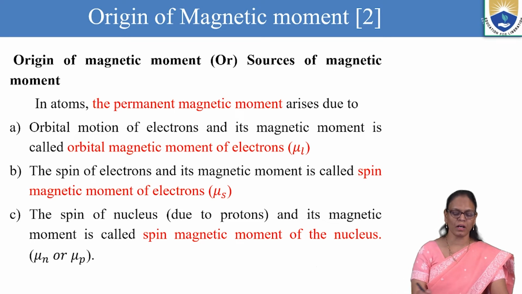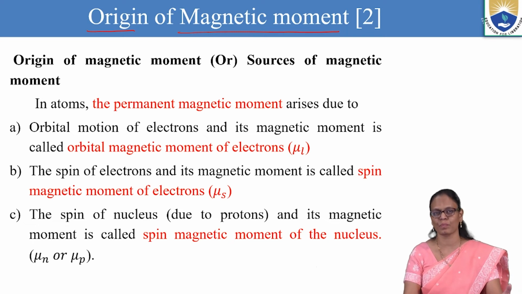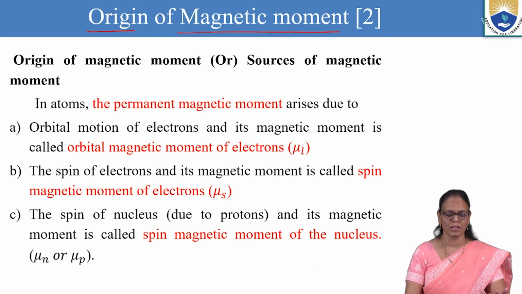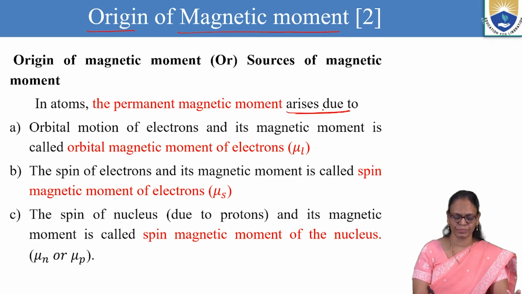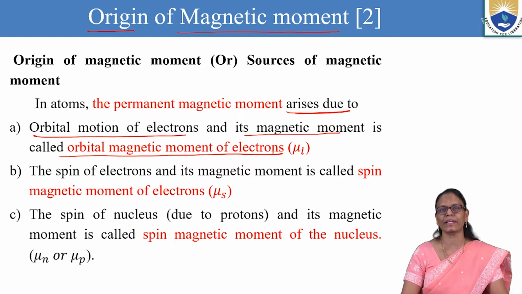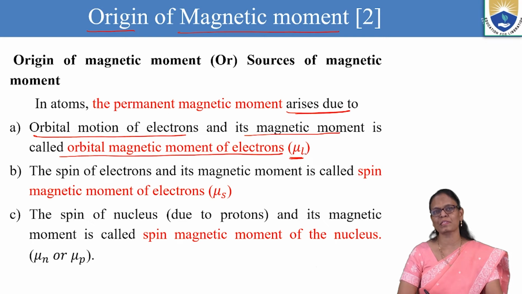Now let us see the origin of magnetic moment in magnetic materials. Why are they behaving so? How are they getting the magnetic moment? It is a very important concept to understand. Where does this magnetic moment originate in a magnetic material? It arises due to, number one, the orbital motion of electrons, and its magnetic moment is called the orbital magnetic moment of electrons, denoted by mu L. Mu L represents the orbital magnetic moment of the electrons.